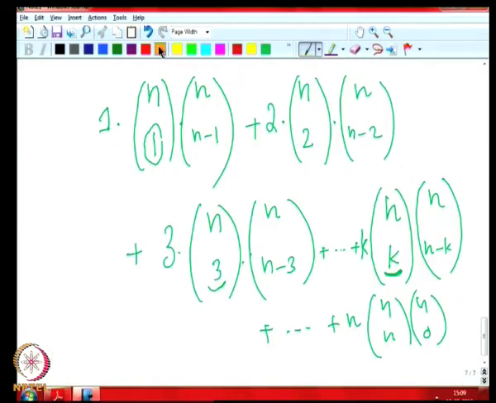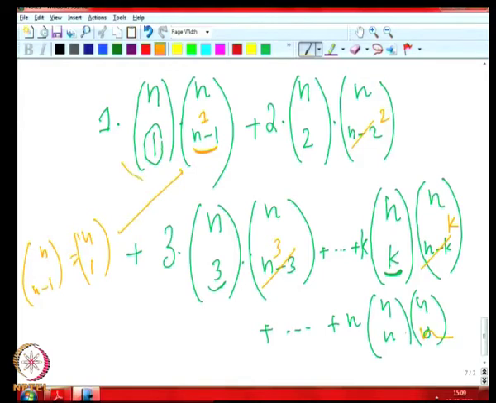Here we have n choose n minus 1, so this should be replaced by n choose 1, because n choose n minus 1 is equal to n choose 1 by the symmetry identity. Similarly, n choose n minus 2 can be replaced by n choose 2, n choose n minus 3 should be replaced by n choose 3, and n choose n minus k should be replaced by n choose k, like that. So, here we can put n.